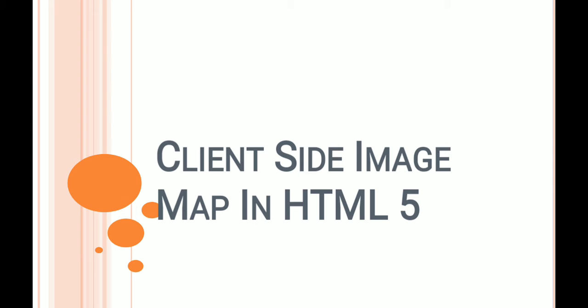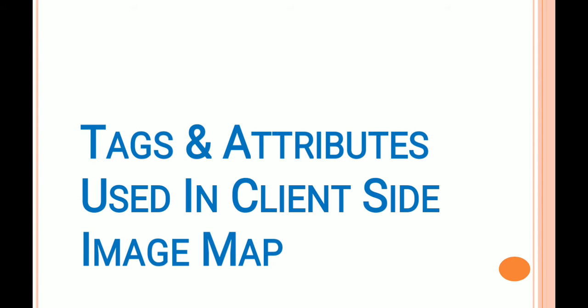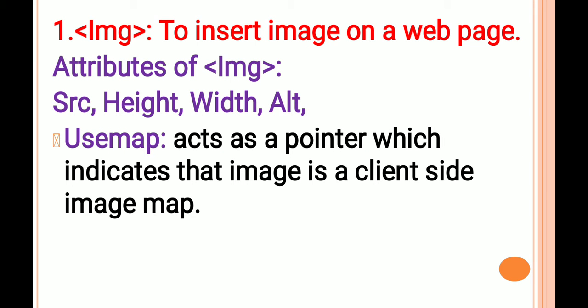Client side depends on the client machine, whereas the server side depends on the server machine. In our syllabus, we only have the client side image map. So, we'll see the tags and attributes which are used in client side image map. The first tag which we use is the img tag, which we already learned in our 11th syllabus. This img tag is used to insert an image on a web page.